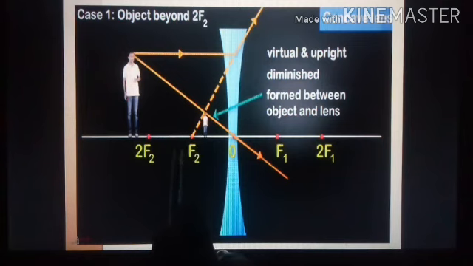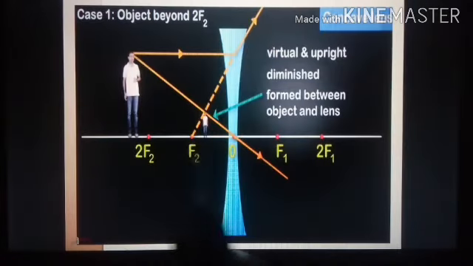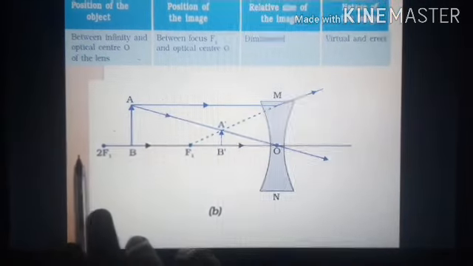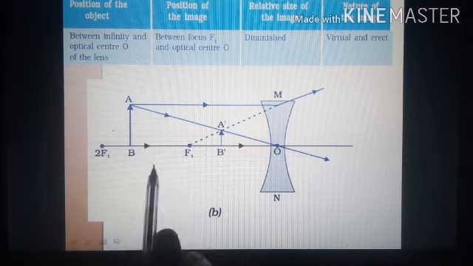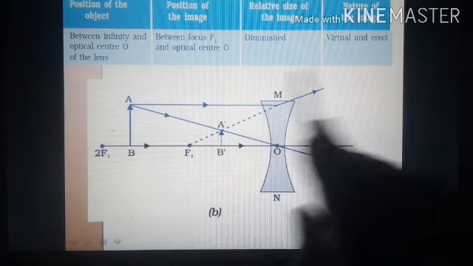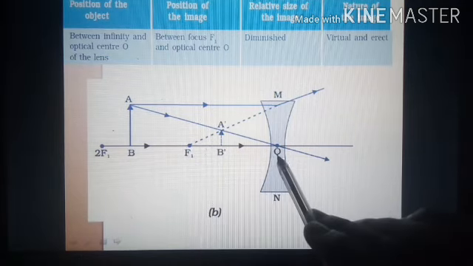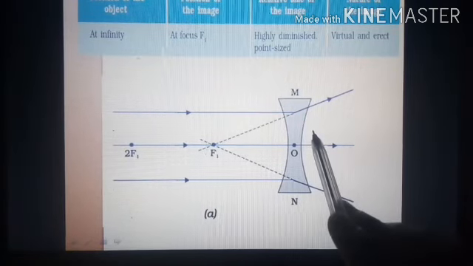So in the case of a concave lens, only two options are there. The first position is at infinity. The second position is at any point between the optical center and infinity. Only two positions of the object are there. In the case of a convex lens there are 6 positions. Among the 6, 5 give real and inverted images, and the last one gives a virtual and erect image. Here both images obtained by concave lenses are virtual and erect. This is the important thing we have to remember.